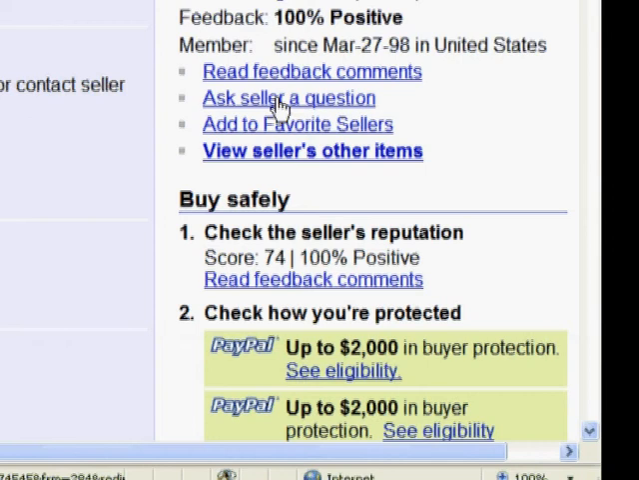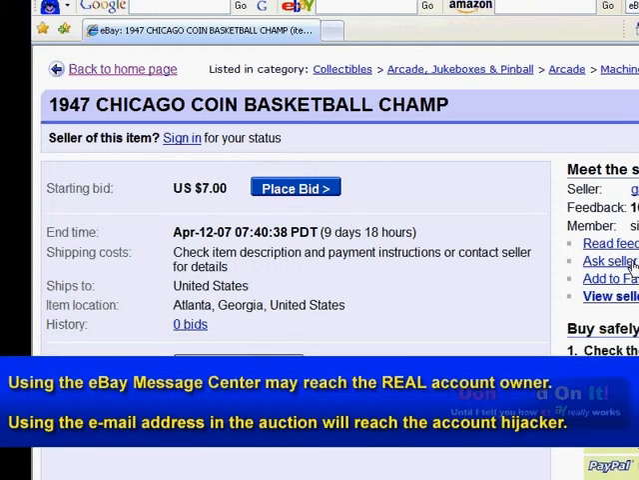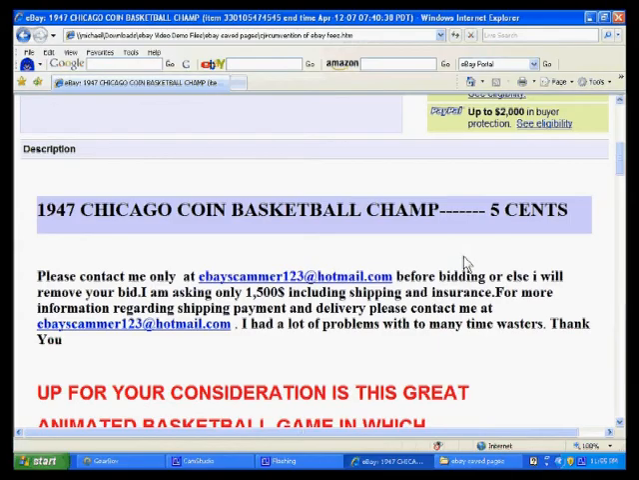The contact link is in the seller section where it says Ask Seller a Question. If you use this link, the message will go to the email address associated with the owner of the account. The scammer cannot easily change this email address, otherwise the owner will receive a notification that it has been changed. Generally, scammers will not change the default email for an account. Instead, they will post a notice like this, demanding contact at an email address which uses a free mail service.